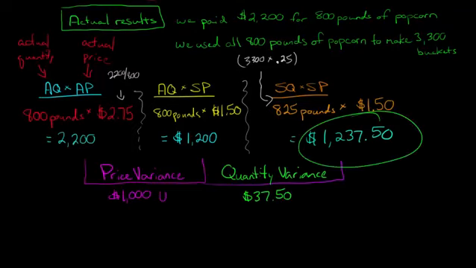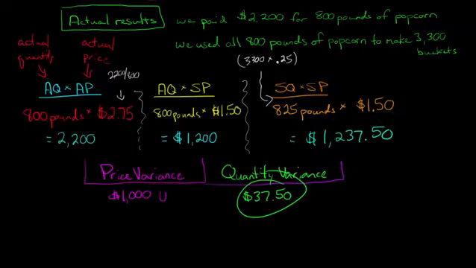And that's just the difference. We just take that $1237.50 and we subtract that $1,200. That difference, that's our variance, right? That's our difference in the quantity. And is it going to be favorable or unfavorable? Well, if we take a look at this 825, by our standards, that's how many pounds of popcorn we should have used given how many buckets of popcorn we have. Actually, we only used 800 pounds of popcorn to make that many buckets. So that's a favorable variance.